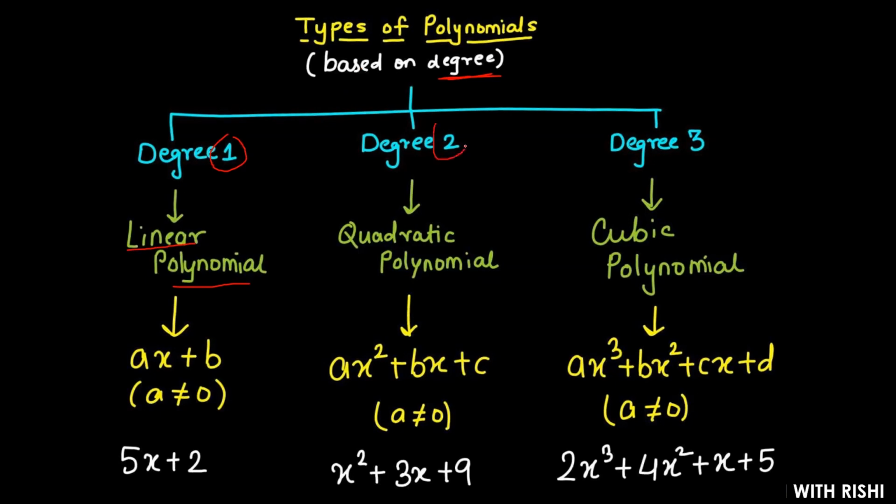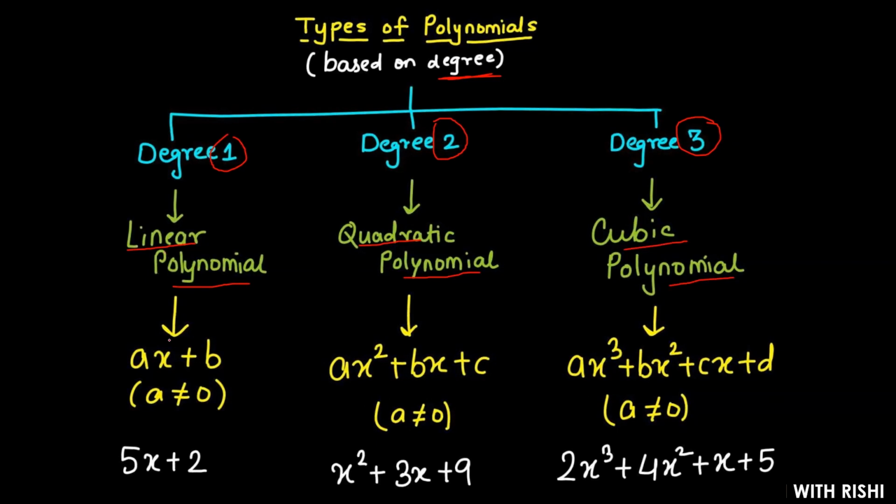If the highest power is 2, we call it a quadratic polynomial. And if the highest power is 3, we call it a cubic polynomial. These classifications are related to types of equation. That's why I first recalled the types of equation you previously learned in lower classes.